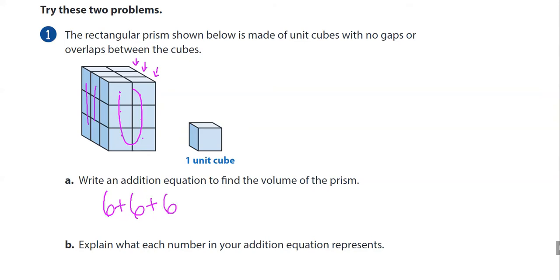You could have done the same thing the other way, 6 plus 6 plus 6. There's a whole bunch of ways you could have done it, but I'm going to stick with that way because that's the way that makes the most sense to me.